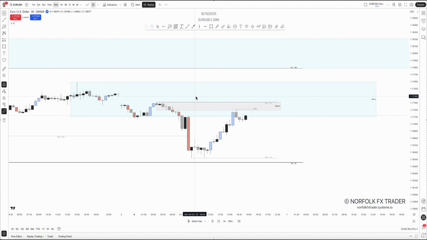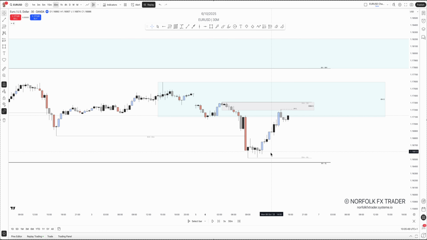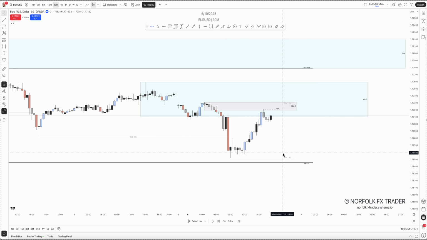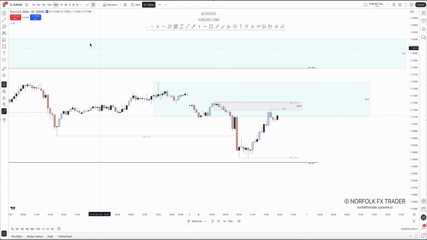So you can see we've got a nested zone within our 4-hour. So now we've got our previous 30-minute breaker structure. This is our current 30-minute weak low, and this is our 4-hour current strong low. So we really want to see price pulling back towards this low. But if I just go into my tool quickly, and I'm going to turn this one on, you're going to see that now we have our daily strong low.